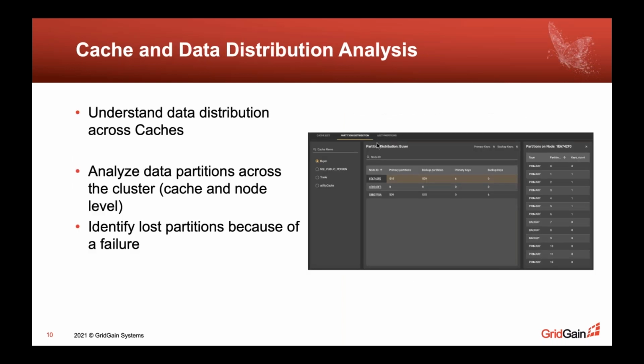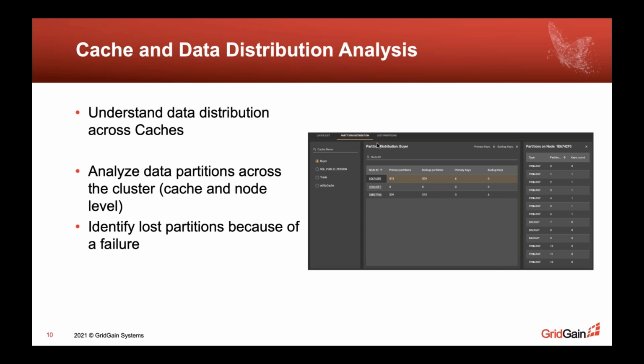Another area that's useful is understanding how your cache data is distributed across your nodes. So we have a very targeted cache view, which will give you that information so that as your data is getting distributed across your nodes, you can see how many partitions, whether these are primary partitions or backup partitions. We also will track if that data has any lost partitions. For example, if a node was to go down, we'll show you which partitions were lost.